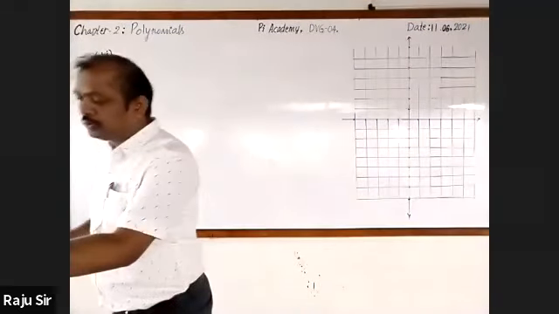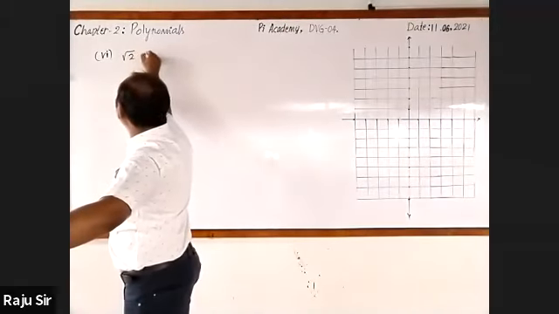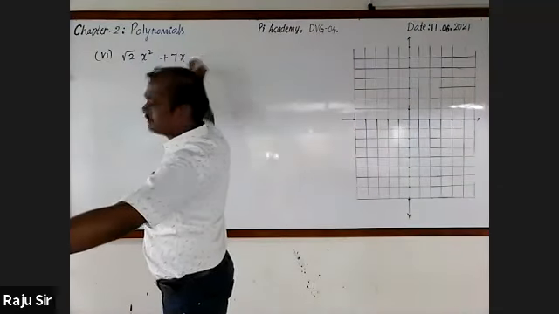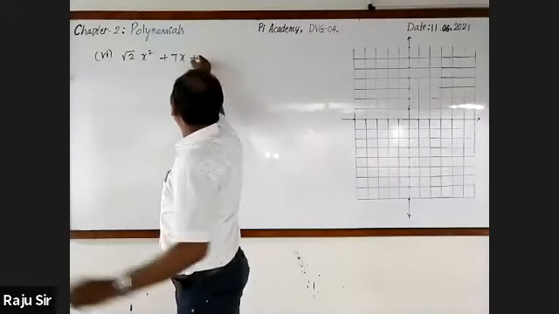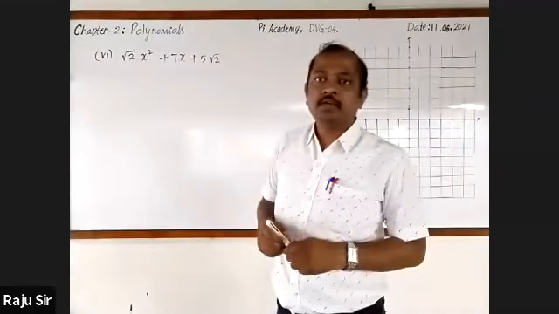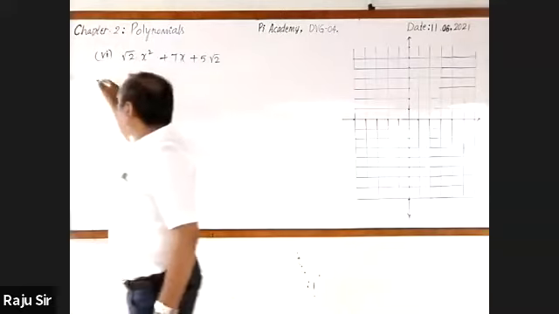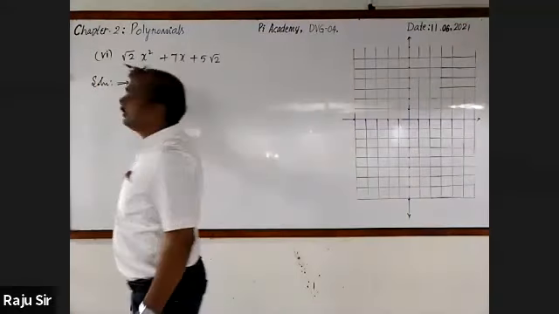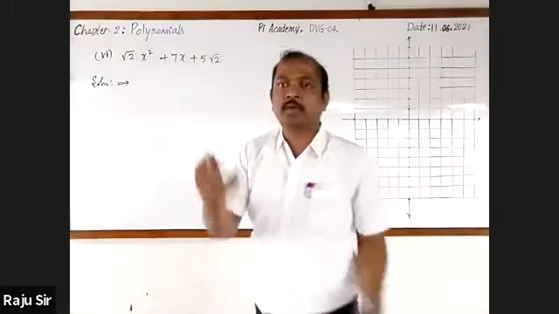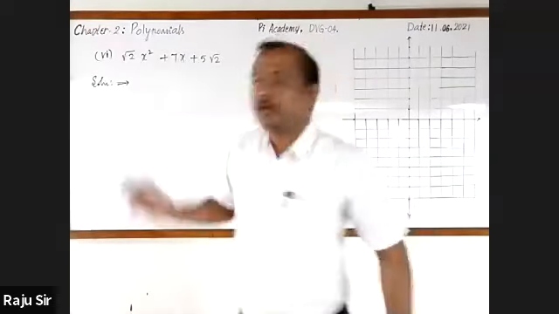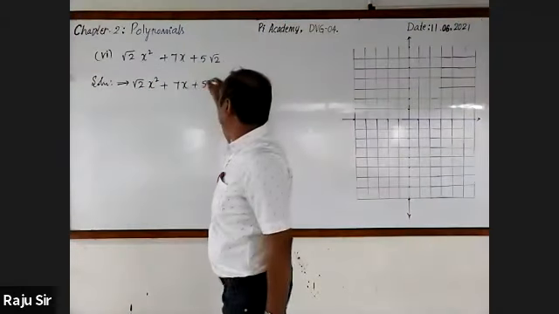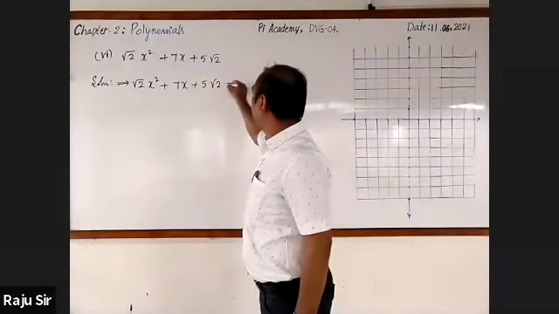Root 2 x square plus 7x plus 5 into root 2. So we have to find out the zeros of this polynomial. Okay, please go on writing with me. First, the very first step, we are going to equate the given statement to zero, as we are going to find out its zeros. It is root 2 into x square plus 7x plus 5 into root 2, which is equal to zero.